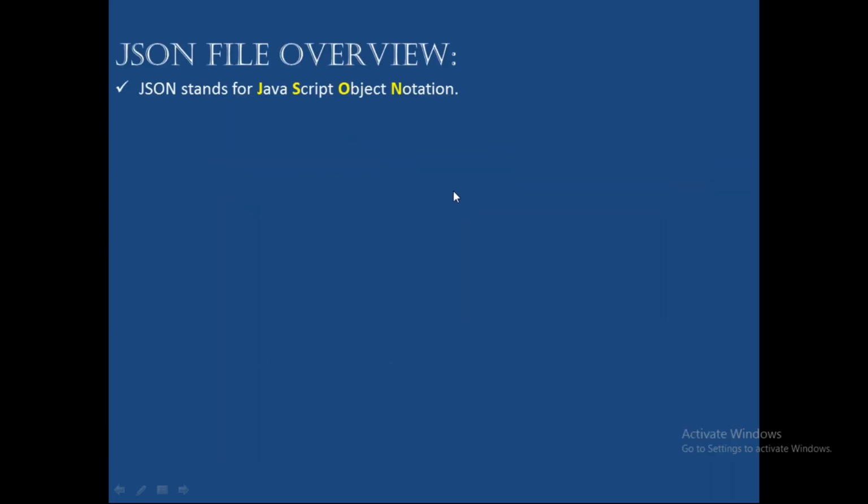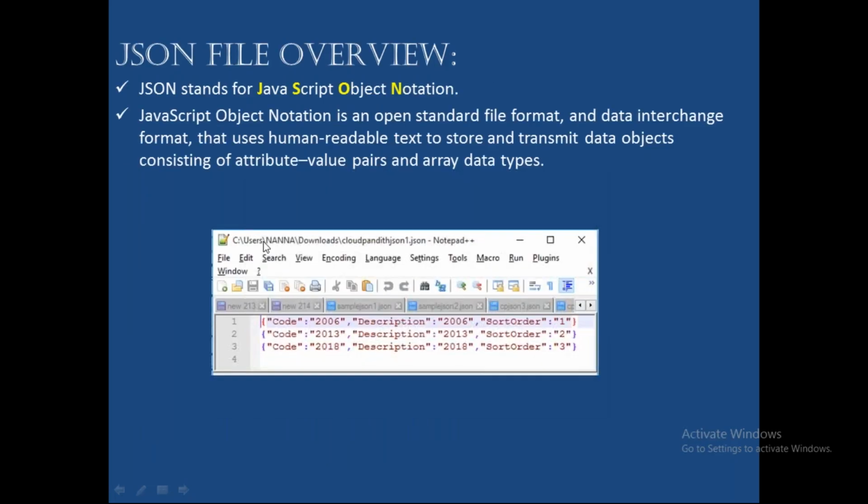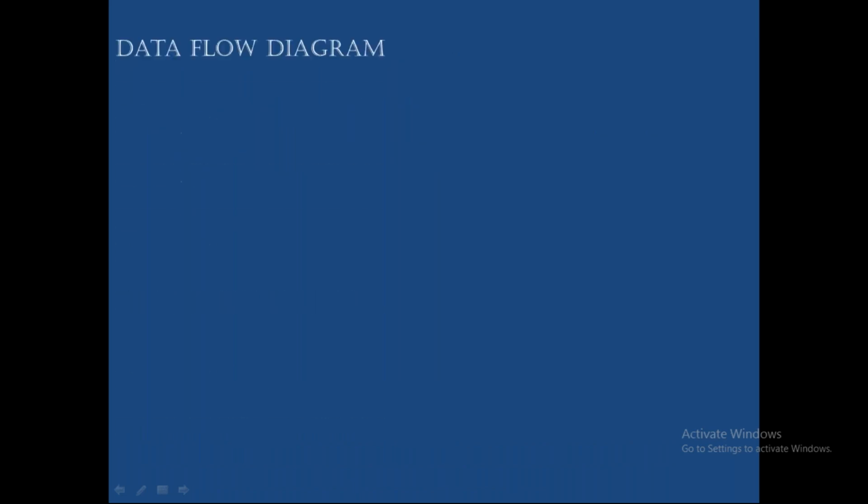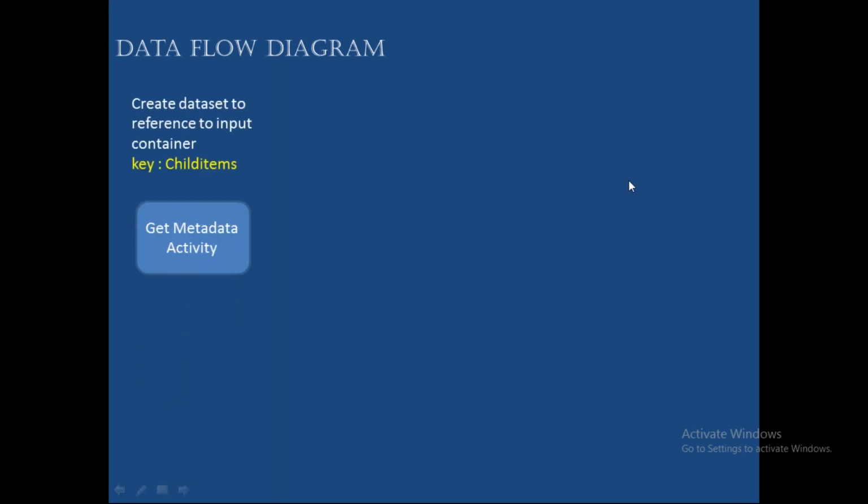Next, JSON file overview. So a JSON file will look like this. Okay, key value, key value, key value. We discussed this as well. Okay. Next, data flow diagram. Try to understand. This is what we are going to implement today. This is very important.